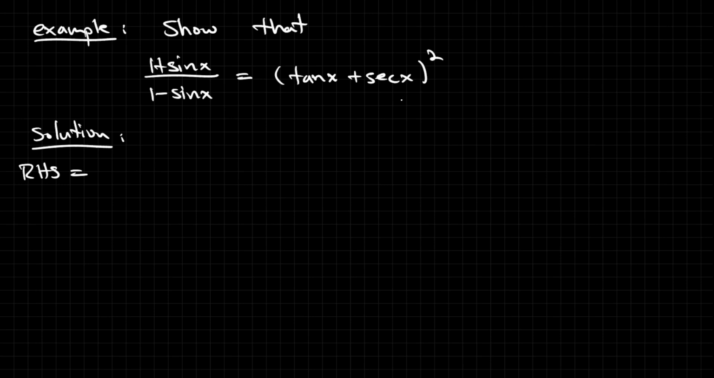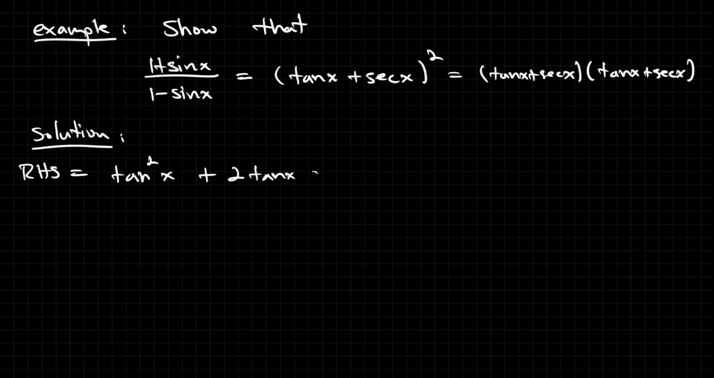So this would obviously be (tan x + sec x) times (tan x + sec x). And so that would be tan squared x plus 2 tan x sec x plus sec squared x. And I suppose at this point I can go ahead and get a common denominator. So this was FOIL. Or not a common denominator, but I can rewrite tan and secant in terms of sine and cosine.